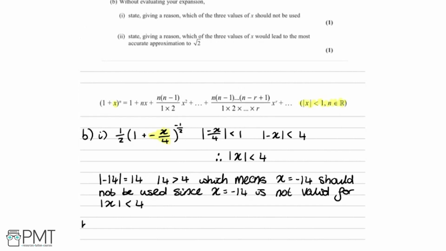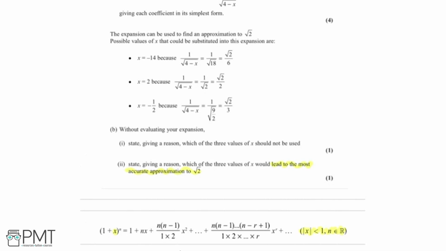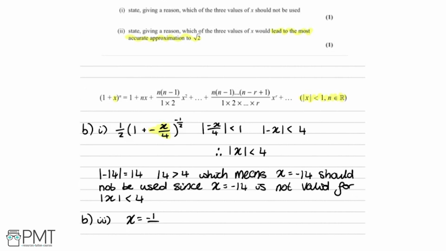Now take a look at B part 2. Now we need to state which value of x will lead to the most accurate approximation of the square root of 2. Now we get the most accurate approximation when we have a value of x which is the closest to 0. See here that we've already ruled out x equals negative 14, because in B part 1 we said that that's not valid. And look at the other two parts, we see, okay, we've got x equals 2 and x equals minus a half. And x equals minus a half is closer to 0 than x equals 2. So x equals minus a half will be the appropriate choice. So writing that out formally, we've got x equals minus a half be our choice because it's closest to 0.